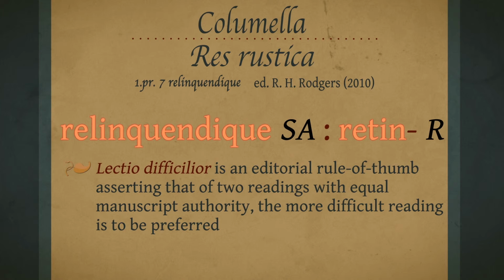In our passage, the variant retinendique simplifies the phrase, since it doesn't require one to infer an indirect object, as relinquendique does. So the editor prints relinquendique and leaves it to the reader to activate the relevant argument. Similarly challenging is the related scenario in which one branch of a two-branch tradition preserves a correct reading, while the other goes astray, but one or more of its constituents retrieves the correct reading.